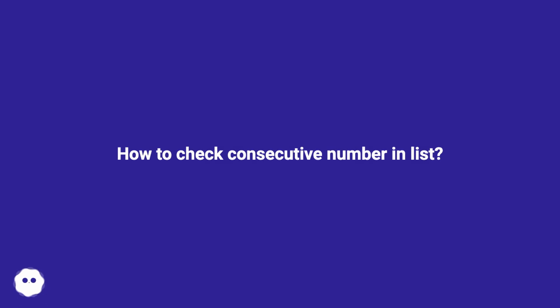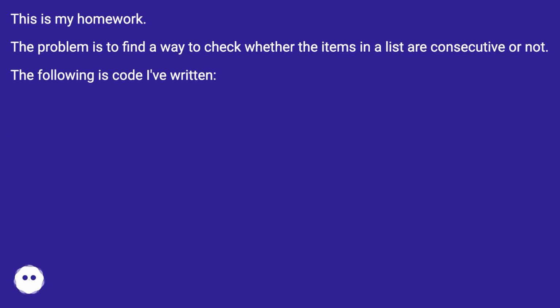How to check consecutive number in list. This is my homework. The problem is to find a way to check whether the items in a list are consecutive or not. The following is code I've written.